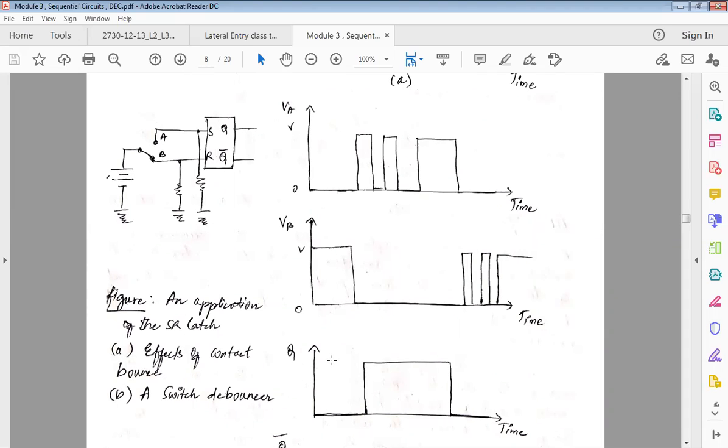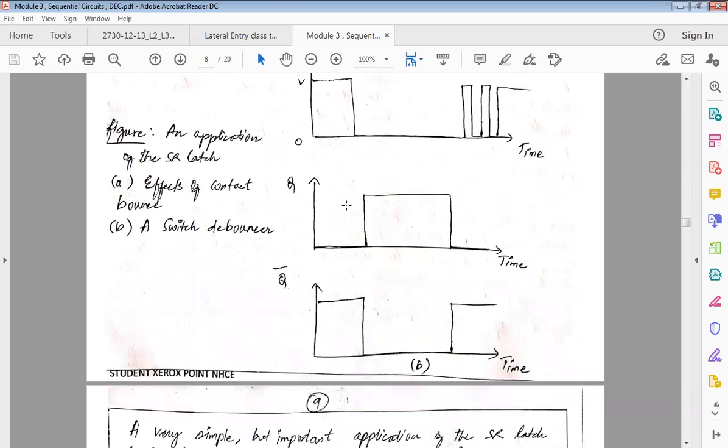Similarly, when I have 0 here, and this will be considered as 1, so 1 and 0 will actually give me 1. Similarly, 0 and 1 should give me 0. So in this way, I will have a proper waveform. And of course, Q bar becomes the opposite of Q. Whenever this is 0, it becomes 1.